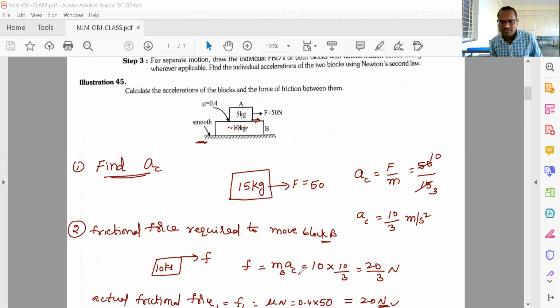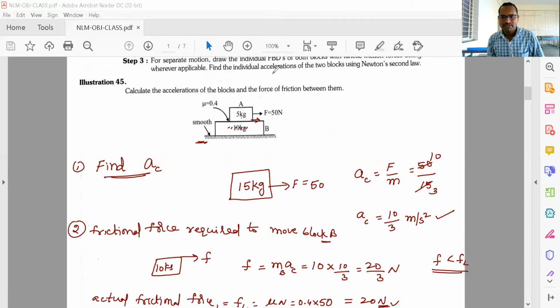But the required force, how much? 20 by 3. Correct. Are you getting it? It means this required force of friction is less than the limiting frictional force. So these two blocks will move together, we can say. With what acceleration will they move? They will move together with an acceleration of 10 by 3 meter per second square. Yes, finished. That will be the solution.